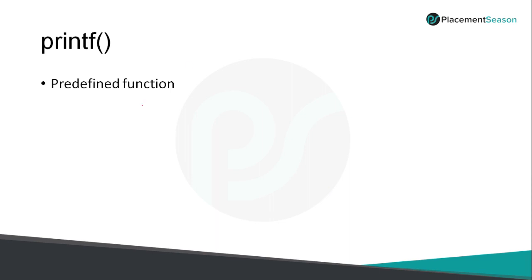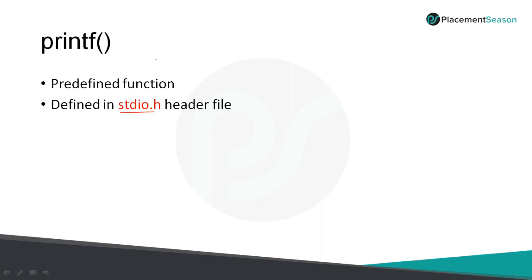So it is defined under the header file stdio.h. While creating the C programming language, they have developed this function and written the code for it and stored it in a file called standard input output.h. So if you want to use this particular function, we need to include this stdio.h. If you include this, you can use the function printf.